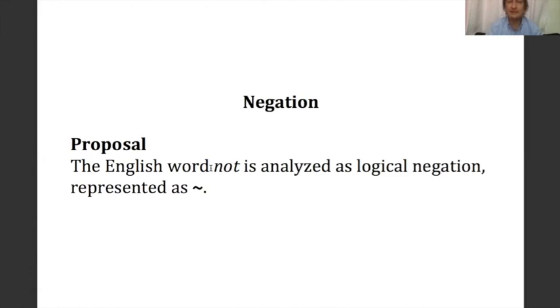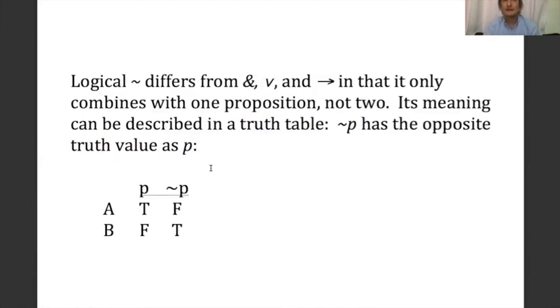Okay, the last expression to look at is negation. And we're going to make the following proposal, that the English word not is analyzed as logical negation, represented with this squiggly line. Now, logical negation differs from the logical and, or, and arrow in that it only combines with one proposition, not two. But like the others, its meaning can be described in a truth table. Not P has the opposite truth value as P. If P is true, not P is false. If P is false, not P is true.